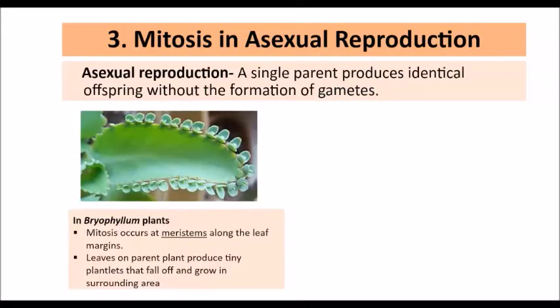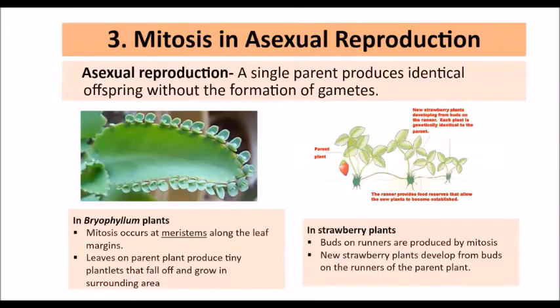So in asexual reproduction, let's look at this first example. The bryophyllum plant is a good example to look at. Mitosis would occur at the meristems along the leaf margins. As I'm pointing here, you can see this is the margin of the leaf, and you're seeing little plantlets appearing on the margins. So the leaves from the parent plant produce these tiny little plantlets that will eventually fall off and grow in the surrounding area. And all of these plantlets are going to have the same genes. They're going to be identical to the parent plant. So that is an example of asexual reproduction there.